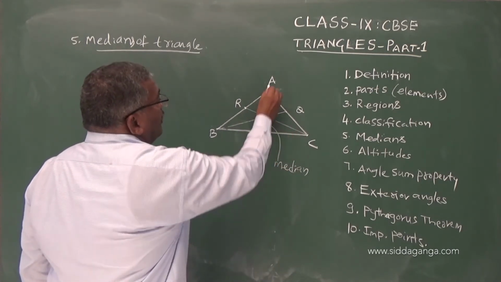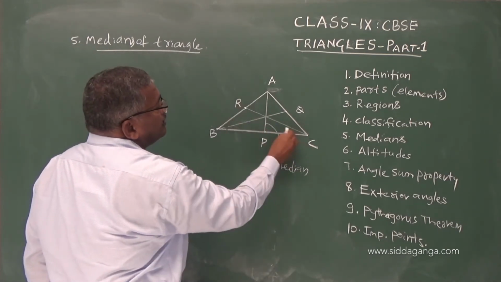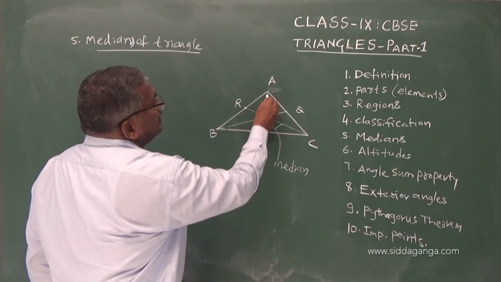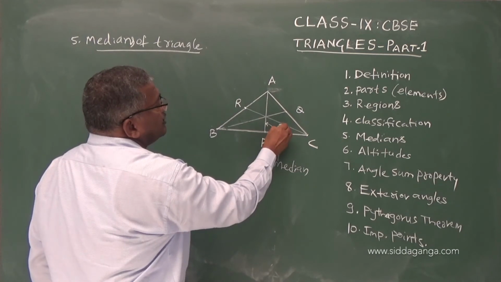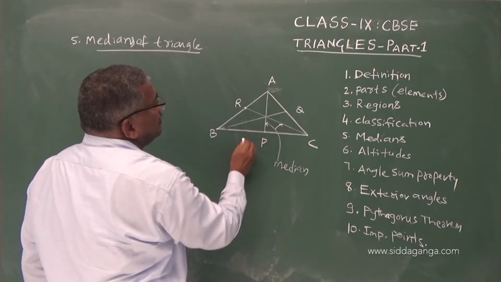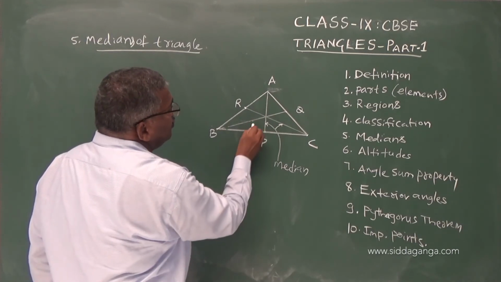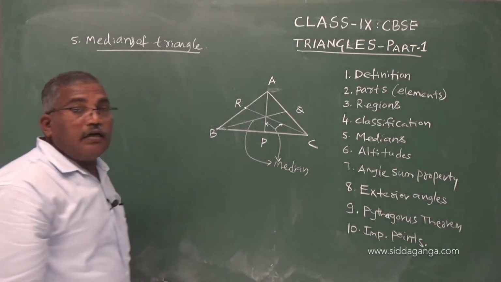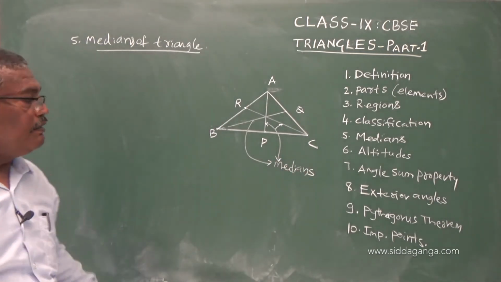So AP is one median, RC is another median, and BQ is also a median. So these three are medians. That is the meaning of median.